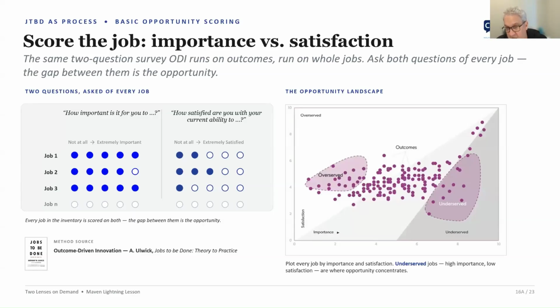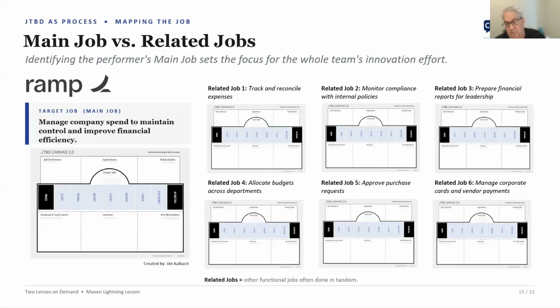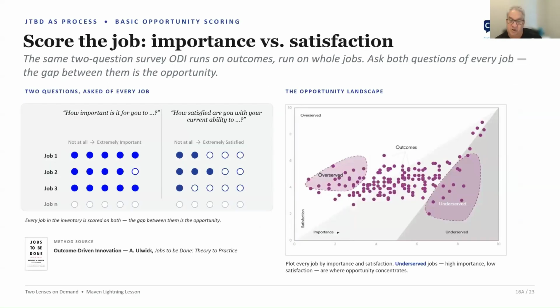So that's what we call opportunity scoring. And you can do that for jobs and you can do that for outcomes. An example of an outcome, if the job is approve purchase requests, the outcome might be to do it real time or to do it in less time than I do it today. It's more of like the outcome or the performance aspect of doing the job. So that's one form of analysis.